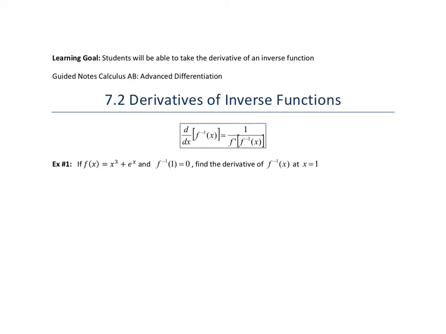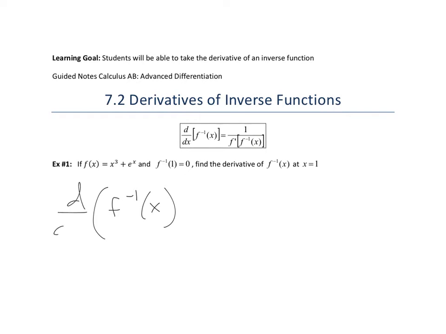Okay, and here it says if f of x equals x cubed plus e to the x, and they actually give us an inverse value. We wouldn't really be able to do this without a calculator if they didn't give this to us, but they give us the inverse value. Find the derivative of the inverse function when x equals 1. So let's just start with the formula so we can see how this works. Really, they want the derivative of the inverse, so we're just going to use this formula.